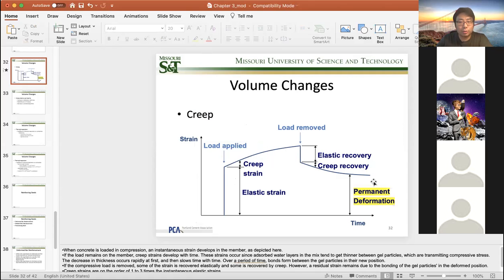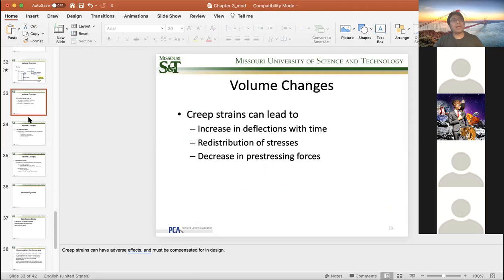One message I want you to remember about creep is that creep will cause permanent deformation to your concrete structure. So creep is bad. The creep strain can lead to increasing deflection in time, meaning your bridge can sag, your building can collapse, well, not really collapse, but can shrink or can tilt like the Pisa Tower, although the Pisa Tower does not tilt from the same reason. It can also cause redistribution of stresses. Basically, some of the members might give up and others have to take more load. It can also decrease the pre-stressing forces.